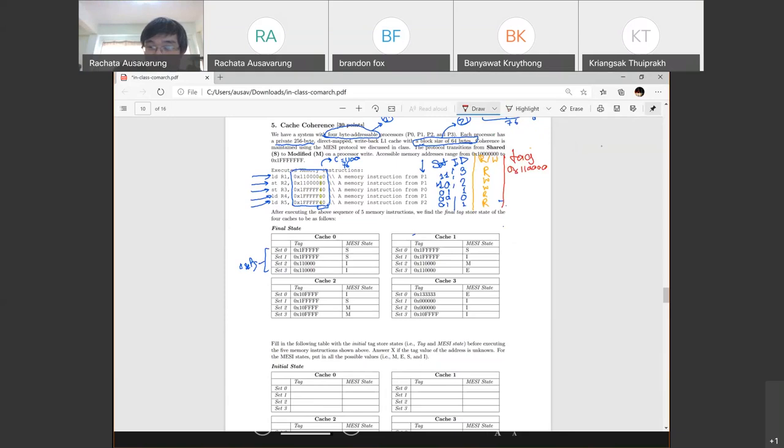So the next one is again 0x110000. Notice that it goes to a different set. It's a trick question for you guys. The third one is 0x1FFFFF. The fourth one is 0x1FFFFF. The last one is 0x1FFFFF. Any questions so far? Essentially, the tag bits are this part, basically the rest of the bits.